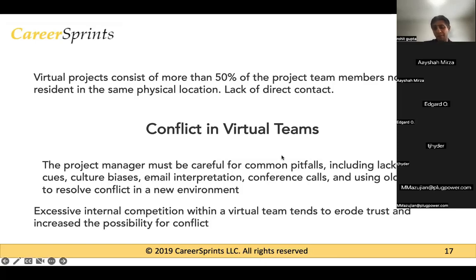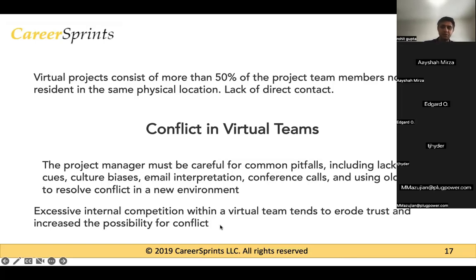But even if you have, I would say 15% or 20% of the people in another part of the world, it is still a virtual team. And the reason is because even they need to be involved in the project. They need to feel connected to the project, because they could be important contributors to the project as well, right?